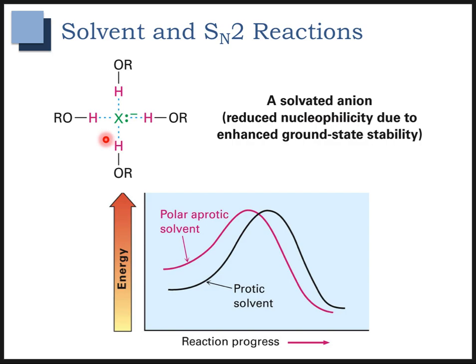from reacting. So you can see in this reaction coordinate that protic solvents are going to significantly slow down the rate of these SN2 reactions. The activation energy is a lot higher. So what you want for these types of reactions is polar aprotic solvent.